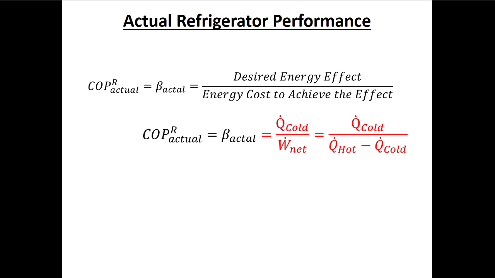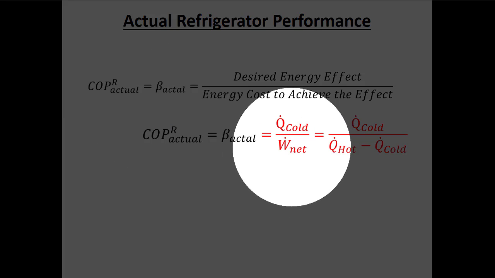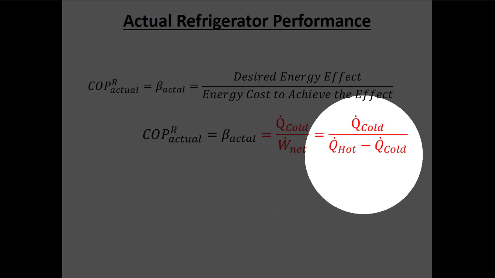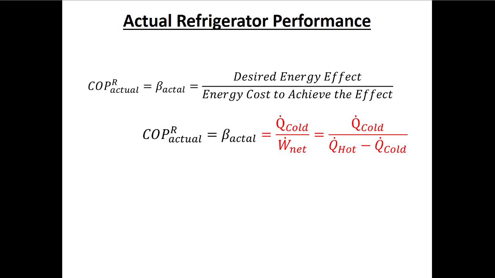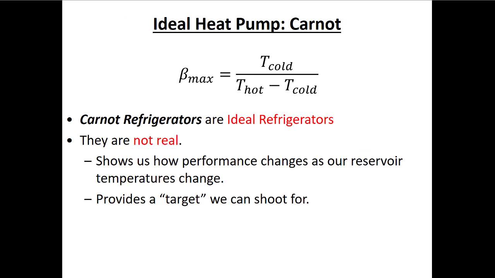So I also know from a first law analysis of the whole system, which is a closed system, that the net work, if we're at steady state, is Q dot hot minus Q dot cold. Now again, I have this ratio of heat transfer rates, and I can turn that into a ratio of temperatures if I'm talking about the Carnot coefficient of performance, or the maximum possible coefficient of performance that I can get, right? So just like with the heat pump, we can see that there's a maximum value, and this equation gives us that maximum value.